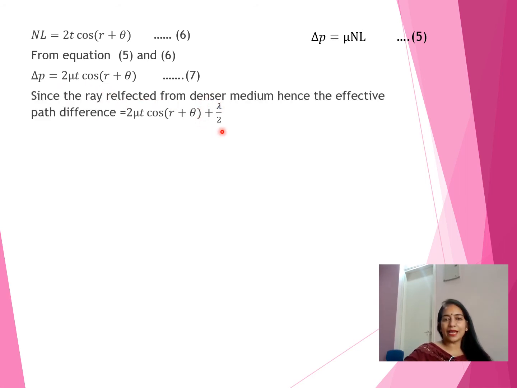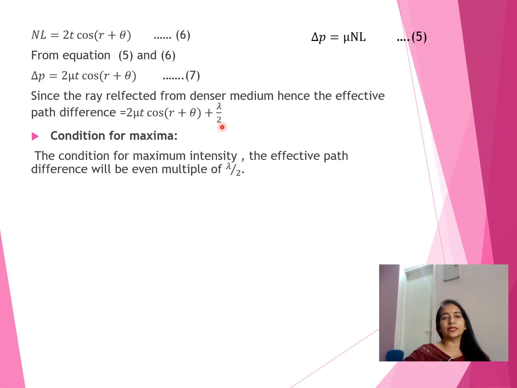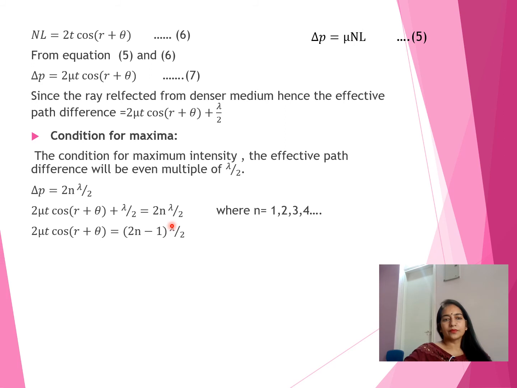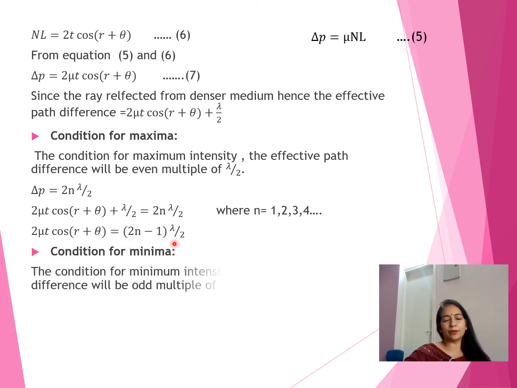An additional path difference of lambda by 2 is added because light is reflected from a denser medium, from Stokes' law. So the effective path difference is 2 mu t cos(r plus theta) plus lambda by 2. Condition for maxima: for maximum intensity, the effective path difference should be an even multiple of lambda by 2. So delta P equals 2n lambda by 2, that is 2 mu t cos(r plus theta) plus lambda by 2 equals 2n lambda by 2, or 2 mu t cos(r plus theta) equals (2n minus 1) lambda by 2.